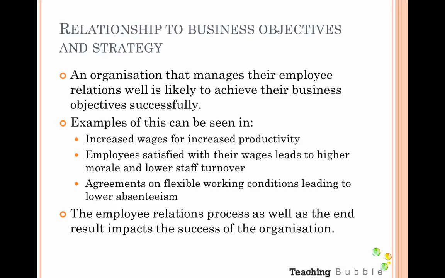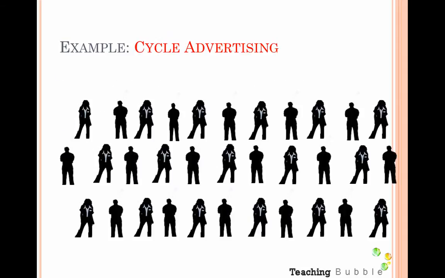The employee relations process, as well as the end result, needs to be well managed. It's not effective if there's been a big dispute where the relationship has been harmed between the employer and the employee, even if the end result is okay. It's important that the whole process is managed well also. So let's look at an example.